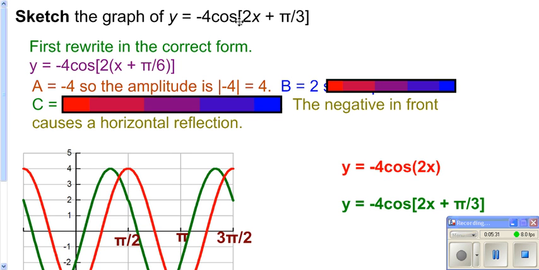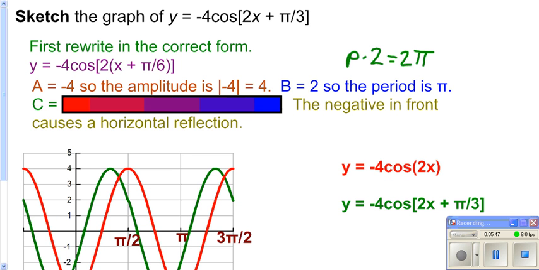Now my B value is what's in front of x. So my B value is 2. I know that B affects the period, so I could use that peanut butter equation. Remember, I could go my period times my B value is equal to my normal period of 2 pi, solve it for P, and that's how we get this.